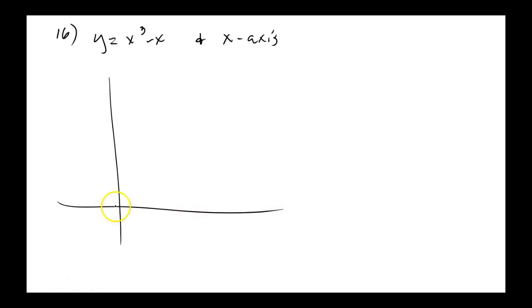0, 0 is obviously on it, right? And 1, 0 is obviously on it, right? When x equals 1, minus 1, zero. If x equals minus 1, that's not on it, right? Okay. So I think those are your limits.